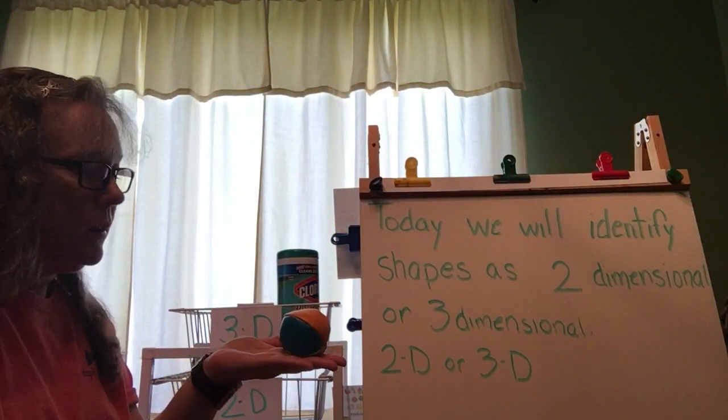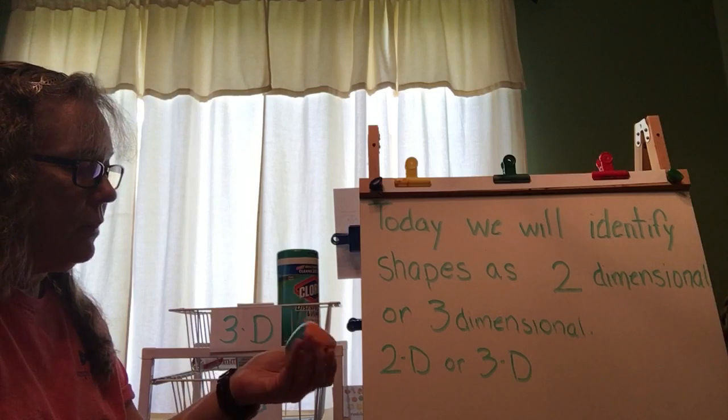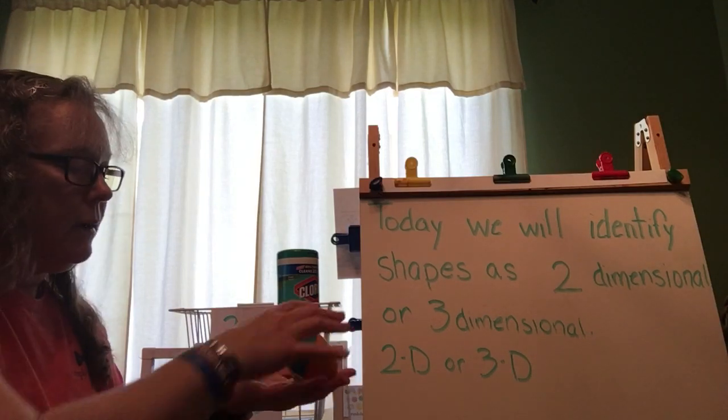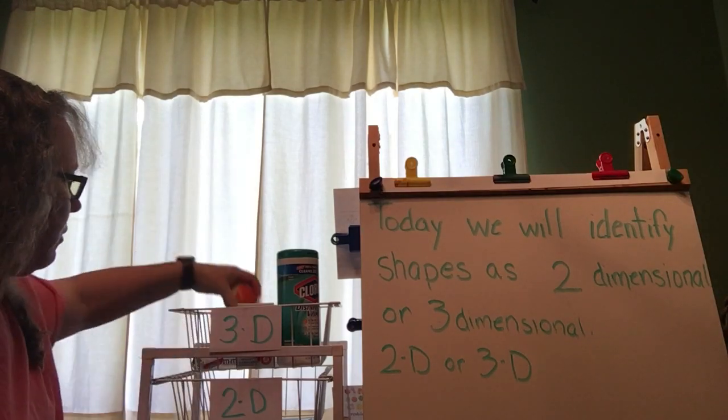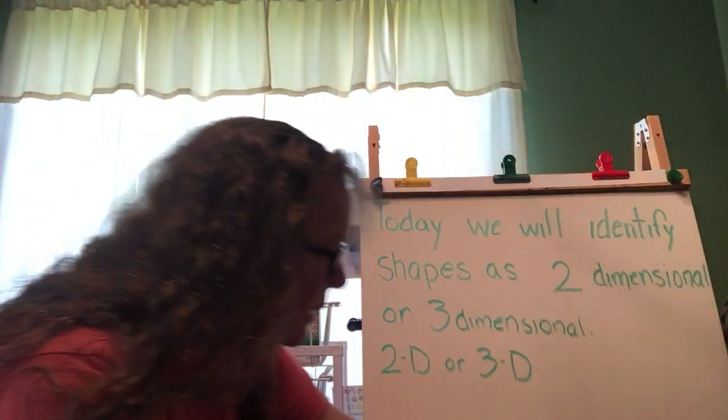Few more things I found around. A juggling ball. It's round. It can lay in my hand, but it's a solid because I can hold on to it. It's got some girth to it. I can put my hand around it.